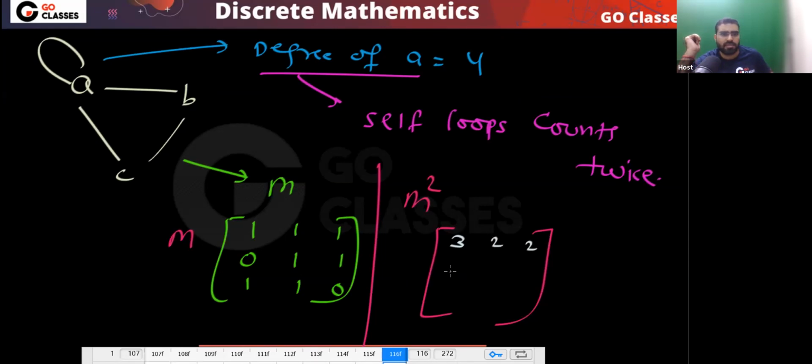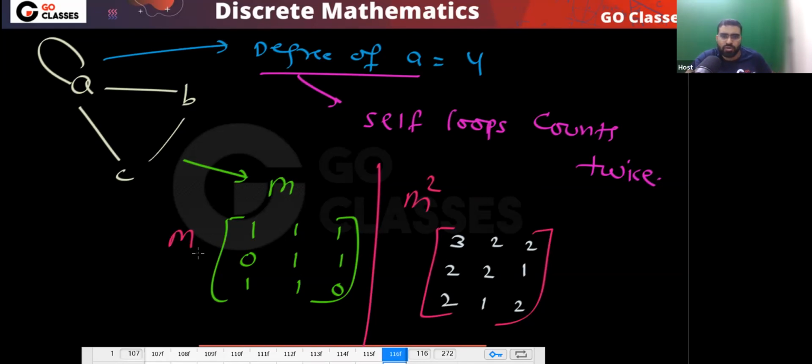Next, you can see this is your M square. From B to B, there are 2. From C to C, there are 2. From B to A, there are 2. From B to C, there is 1. From C to B, there is 1. From C to A, there are 2. Okay, so now you tell me the answer.